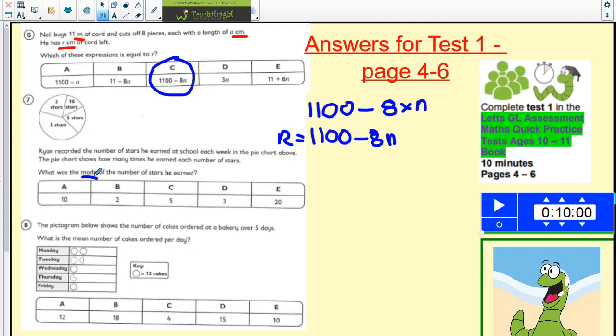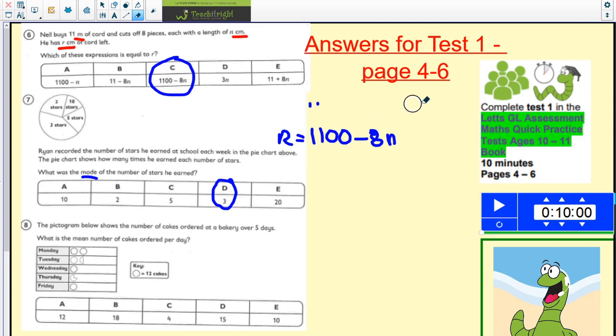So mode is the most frequent number. So the most frequent number is going to be the one that occurs most often. Now the trick here is people will go for 10, but that's not the answer because that's the biggest number of stars, but he got 3 the most times because can you see the biggest amount of pie chart is taken up by 3 stars. And what that means is he kept getting 3 stars a lot. He only got 10 stars quite a small amount. If you look at the number of chunks, it's a teeny tiny fraction. He got 3 stars, probably about 4 times more than he did get 10 stars. So that's your answer, number D.